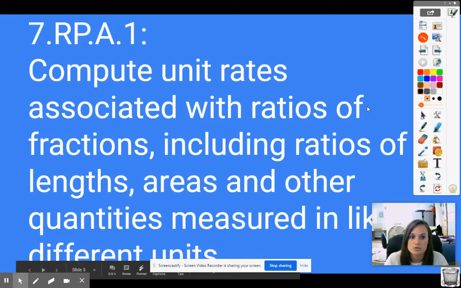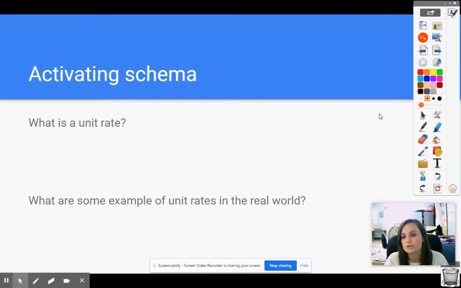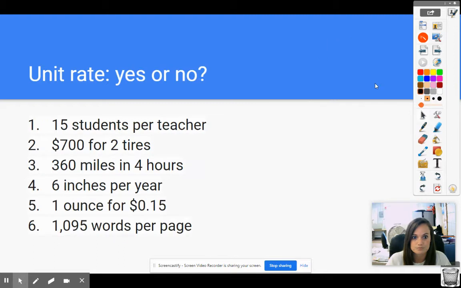And we are going to be doing unit rates with ratios of fractions, including lengths, area, and other quantities. So what is a unit rate? You should remember from last year what a unit rate was and some examples of it in the real world. So we're going to review that. A unit rate is a special type of ratio. It compares one unit of one quantity to a different number of units of another quantity. So any ratio that is not a unit rate, we can turn into a unit rate, which is going to be what today's lesson is about.